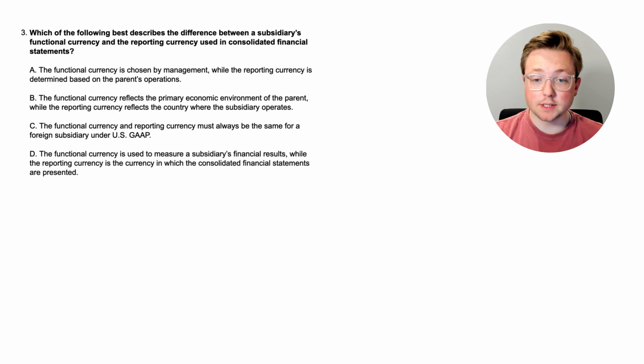Option A, the functional currency is chosen by management, while the reporting currency is determined based on the parent's operations. Option B, the functional currency reflects the primary economic environment of the parent, while the reporting currency reflects the country where the subsidiary operates. Option C, the functional currency and reporting currency must always be the same for a foreign subsidiary under US GAAP. Or option D, the functional currency is used to measure a subsidiary's financial results, while the reporting currency is the currency in which the consolidated financial statements are presented.